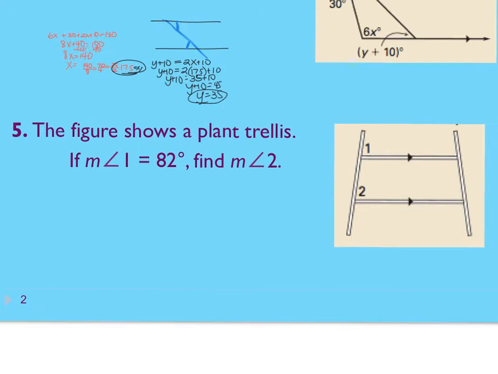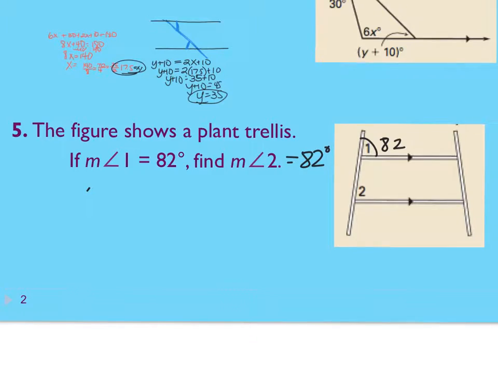Okay, in 5, it says the figure shows a plant trellis. If the measure of angle 1 is 82, so this is 82, find the measure of 2. 82. Okay, so they can make parallel lines with just about any figure. That's the idea behind this. The plant trellis would be parallel lines. They're marked by those little arrows, and then those would be corresponding, which makes them congruent. Yep. Sure, just grab the pass. Questions on the warm-up overall? Questions on 3-2 before I get into homework?